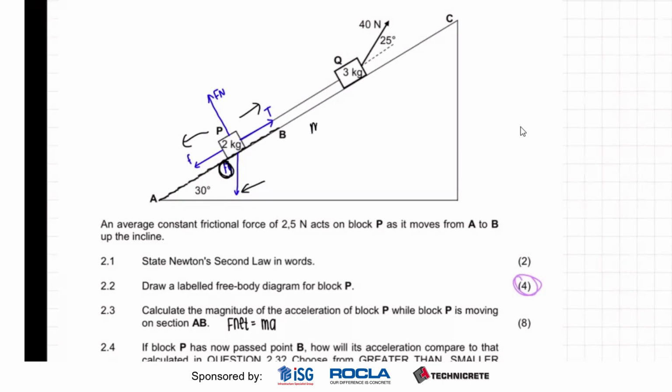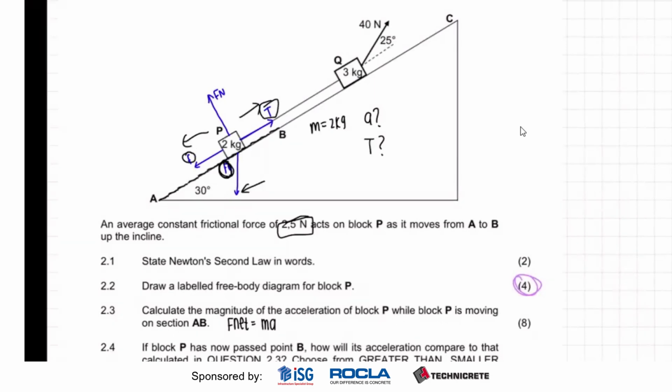And we know what the mass is. The mass is 2 kilograms, because we've been given it here, but we don't know what the acceleration is. Okay, and we also don't know what the tension is. We know what the friction is. We've been given the friction, which is 2.5 newtons. We don't know how much force they're pulling the block up with.